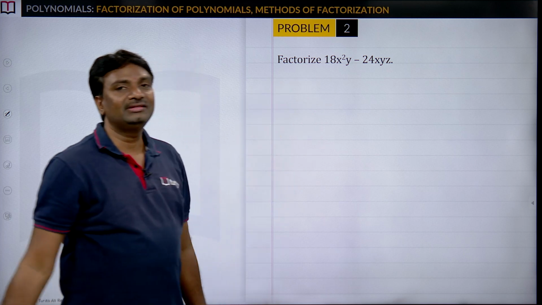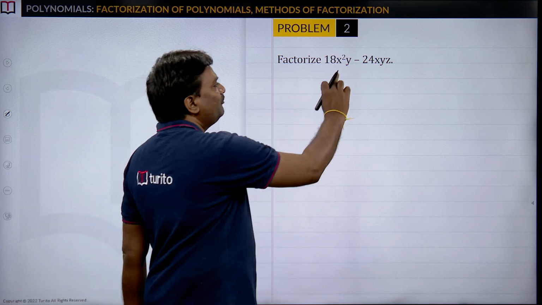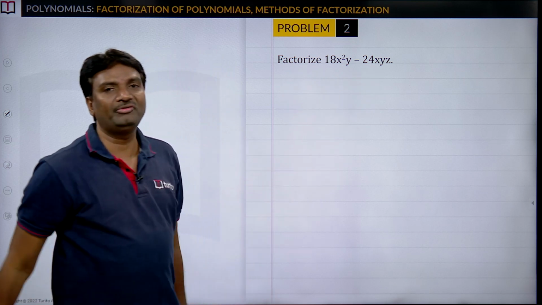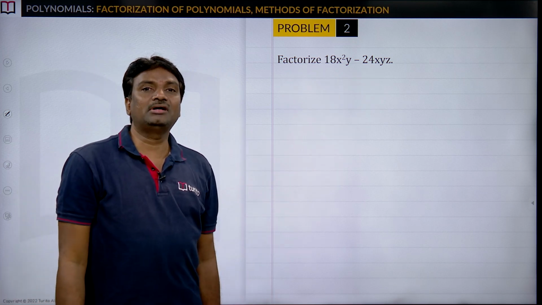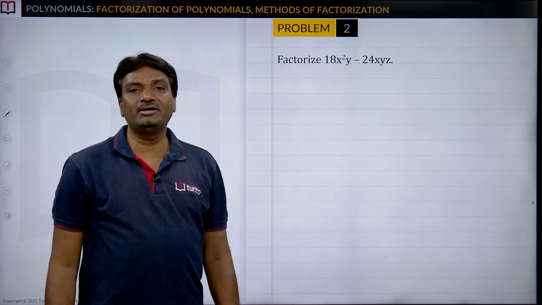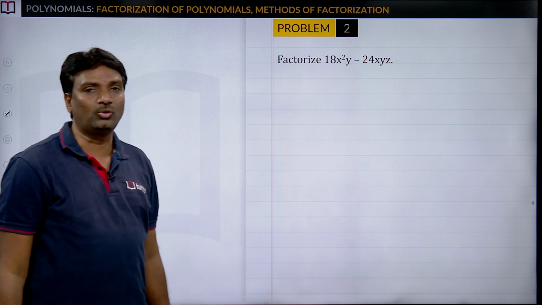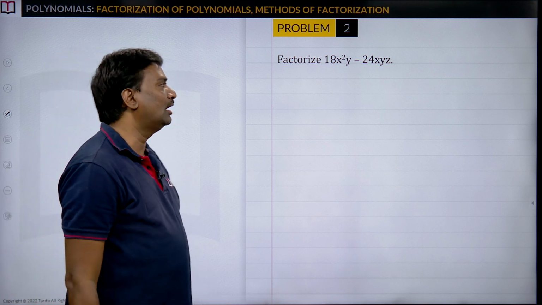x square means x into x. Here we have x. x is a common factor. Here we have y. In second term also we have y. So, we can take y is also a common factor. But z is not a common factor because we have z in second term only. We do not have z in the first term.